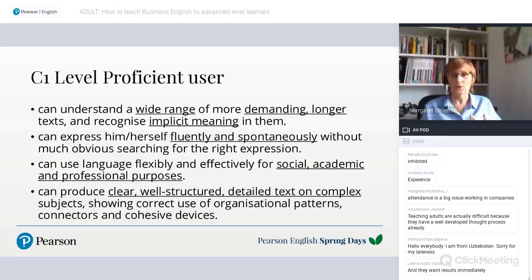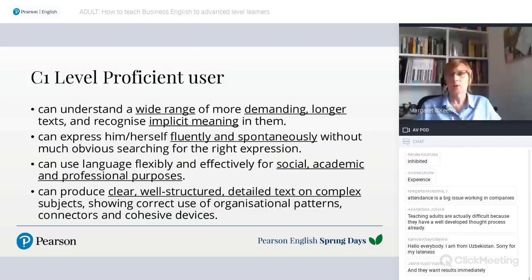Obviously, our pre-work students are using language effectively for social and academic purposes, but they won't have that much experience of the professional purposes, and that's what we're hoping to do in the classroom, is bring that language in and help them prepare for the world of work.